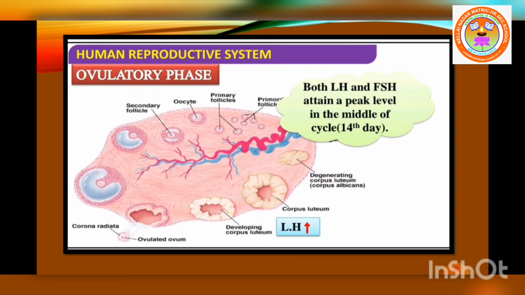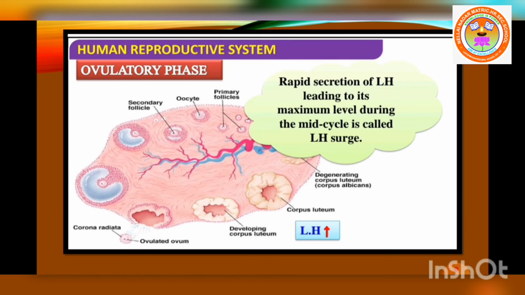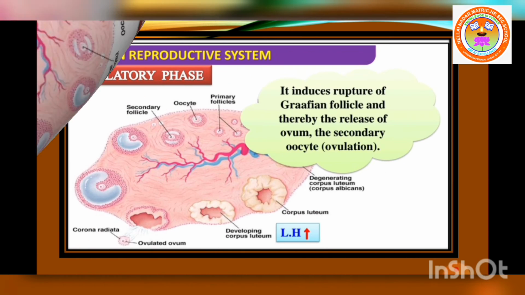Next, ovulatory phase. Both luteinizing hormone and follicle stimulating hormone attain peak level in the middle of the cycle, about the 14th day. Maximum secretion of luteinizing hormone during the mid-cycle, called LH surge, induces the rupture of the Graafian follicle and the release of the ovum, that is the secondary oocyte, from the ovary wall into the peritoneal cavity. This process is called ovulation.